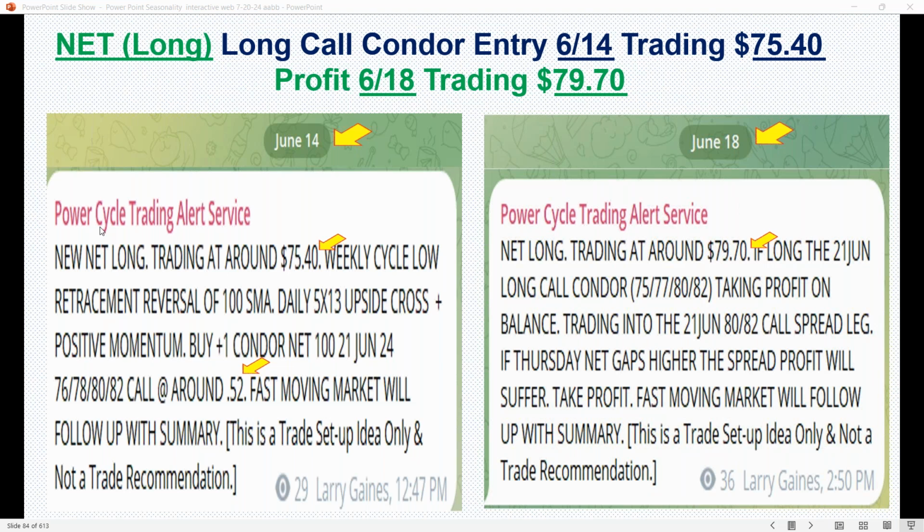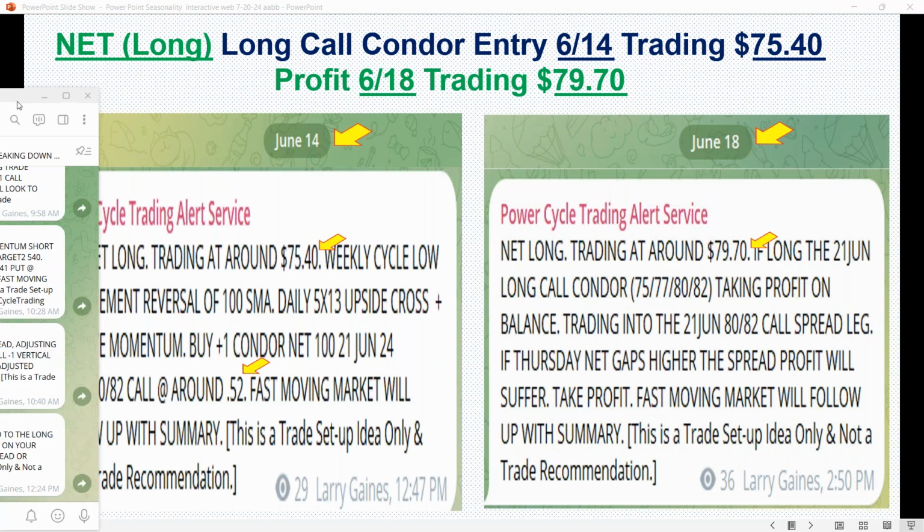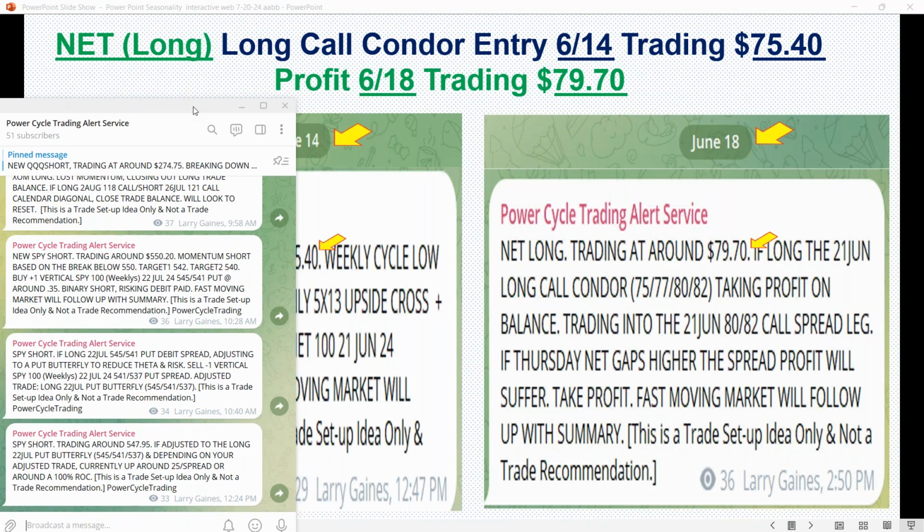We actually did a trade on Friday, we'll see how it goes. We did a short trade on SPY. So you can see here, I'll show you. It says new SPY short. Trade around 550.20, momentum short based on the break below 550. So target 1, 542, target 2, 540.